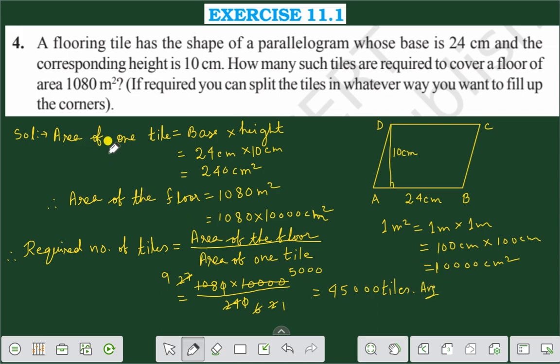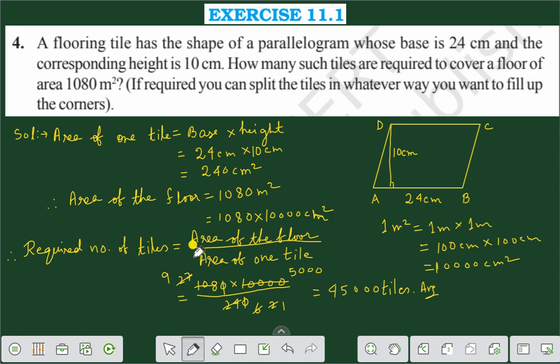Again we are repeating. Here you see area of one tile. The tile is a parallelogram, right? Therefore it is base into height. Base is 24 and height is 10 cm. That is 24 into 10, that is 240 cm square. Area of the floor is 1080 meter square, but we know that 1 meter square equal to 10000 centimeter square. Then we convert it into centimeter square, that is 1080 into 10000 centimeter square.